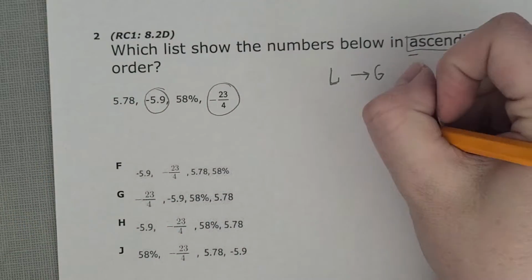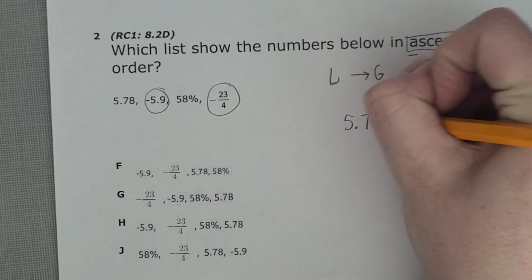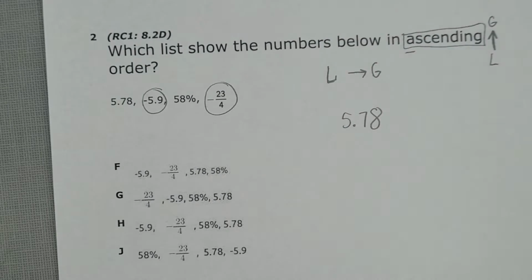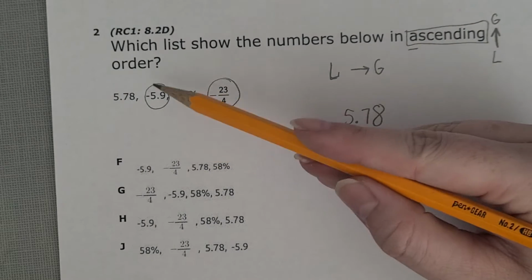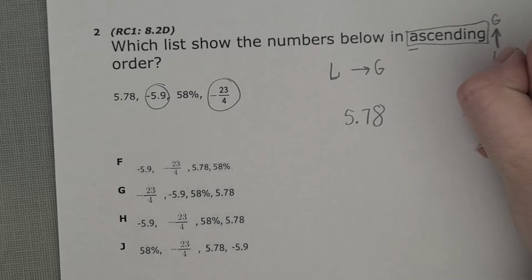Okay, so we have 5.78. All right, you should be doing this on graph paper. I'm going to show you off to the side. I'm just going to keep them vertical because that one's a negative. I'm going to do those separately. Okay, I'm going to keep them separate.